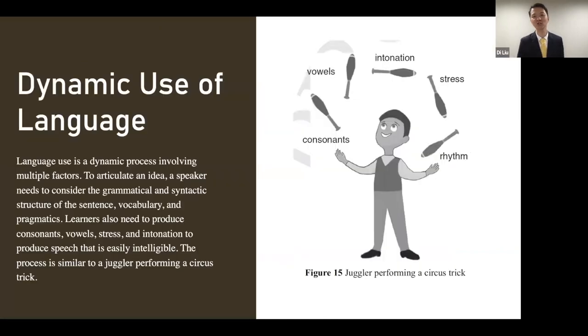So learners' use of pronunciation features in a system involves multiple factors, and it's like a juggler performing a circus trick. You know, he or she is throwing all these different bottles into the air, and these bottles are like consonants, vowels, intonation, stress, and rhythm. It's not like they're only focusing on one, but they have to organically and systematically control all these aspects. Not to mention that we're only focusing on pronunciation right here.